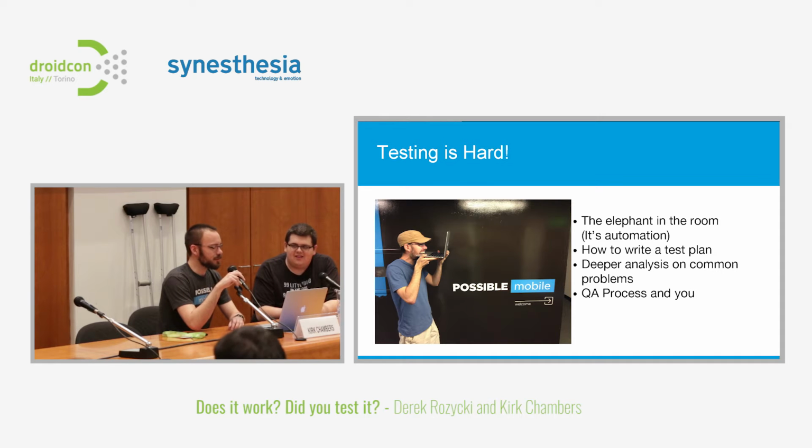But just a quick agenda for you all. The elephant in the room whenever you talk about testing is, of course, automation. If you're hoping for a talk on how to do automation, that's not the main focus of this. But we are going to talk a little bit more about how you write a test plan, some deeper analysis on common problems that we see on apps when we are testing, and then we'll just talk a little bit about a QA process and you.